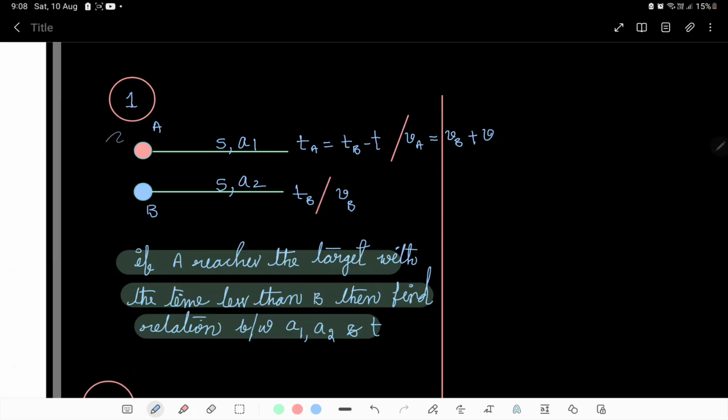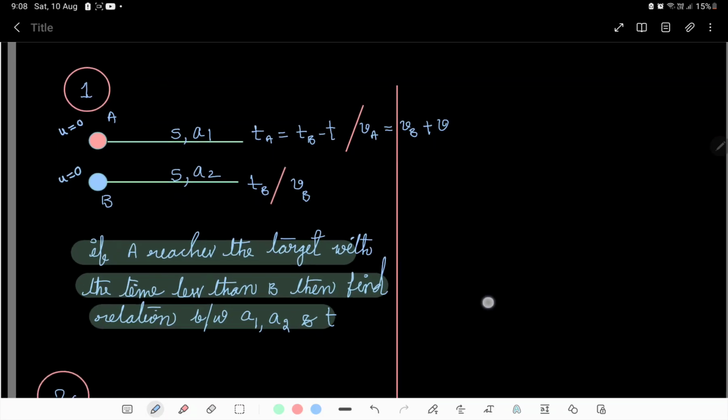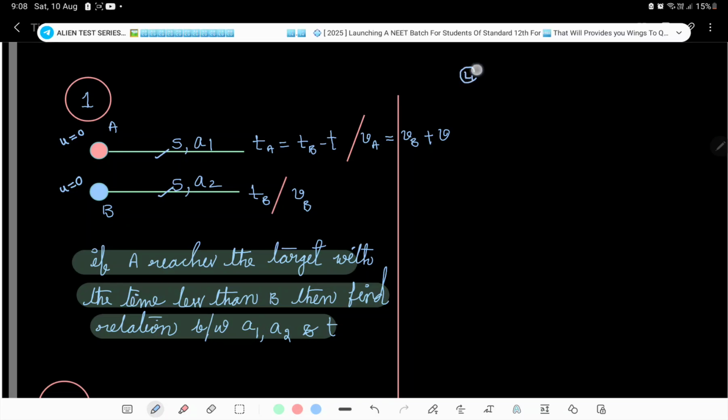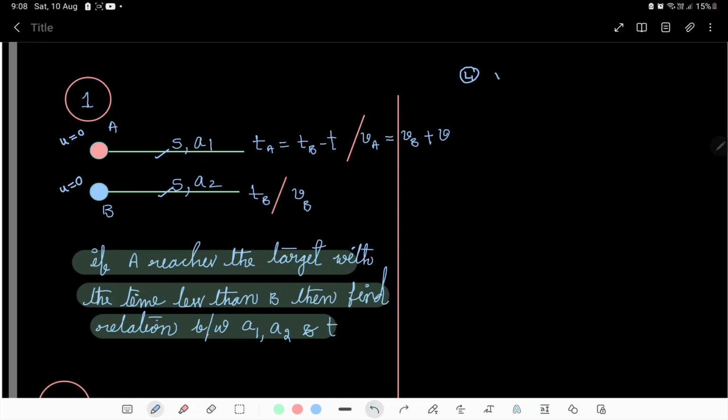And both are starting from rest, therefore you can take u equal to 0 for both, because both are starting from rest, right? Let's solve the problem. Both are traveling the same distance, s and s. So according to the kinematic equations, let's say logic number 1: we have s equal to ut plus half a t square.